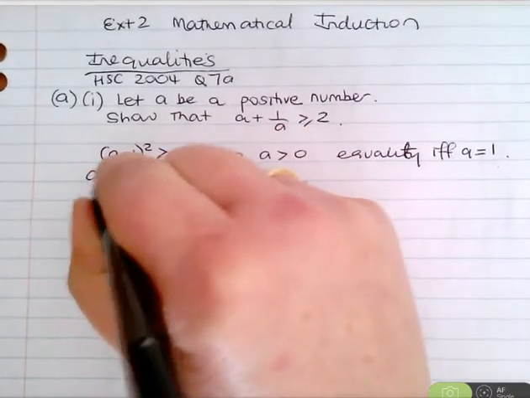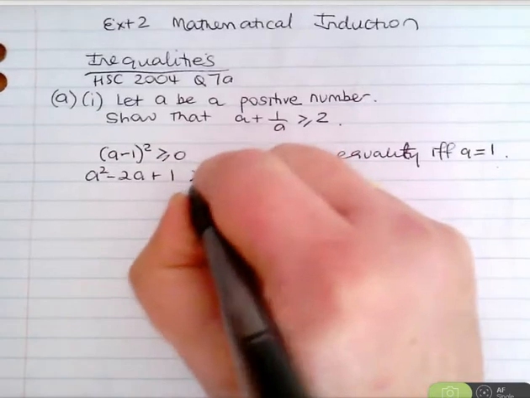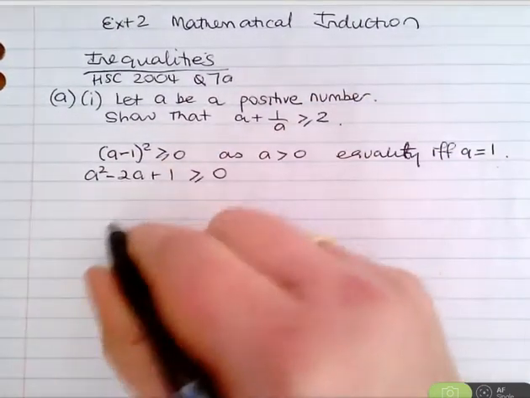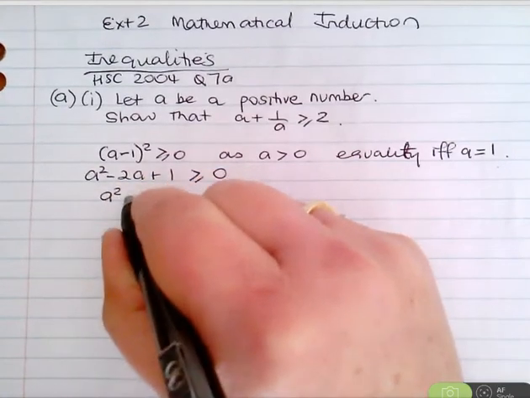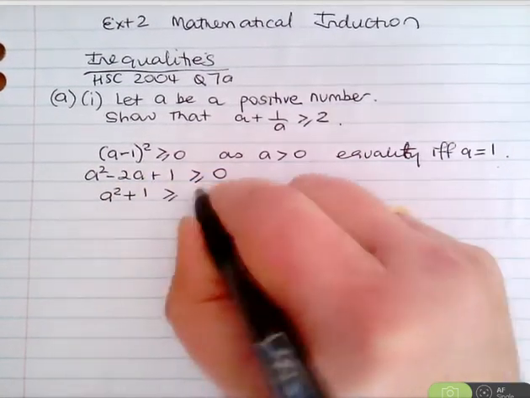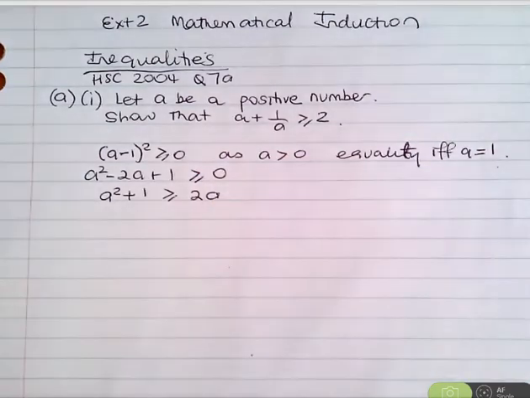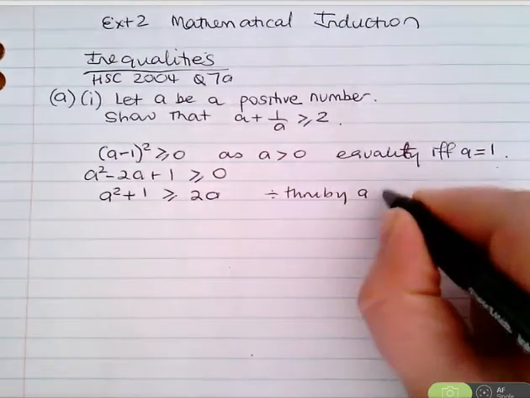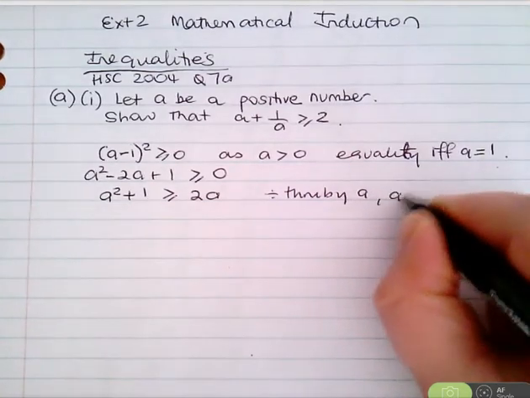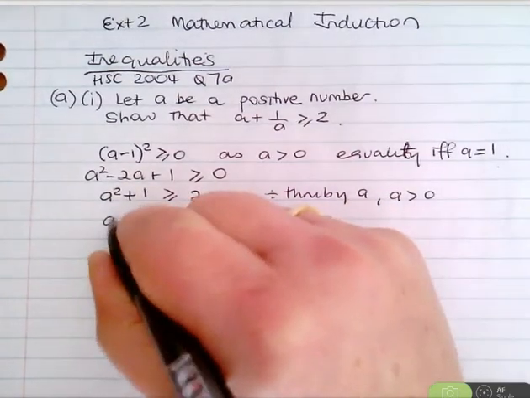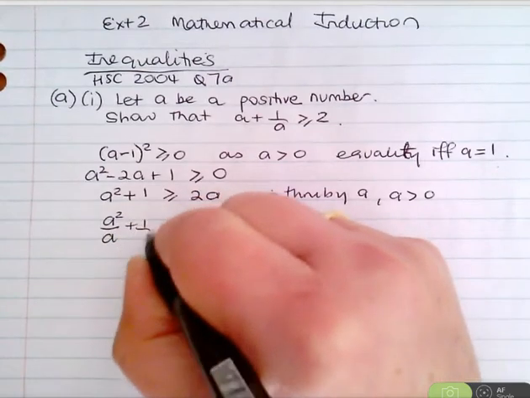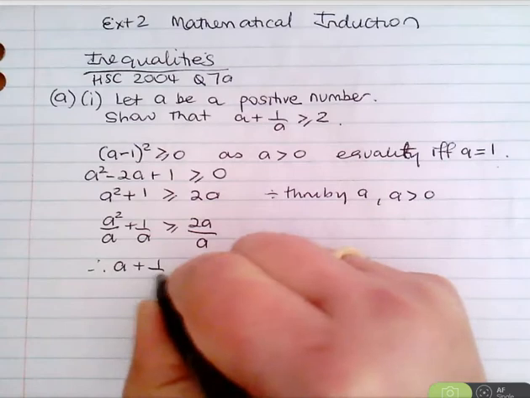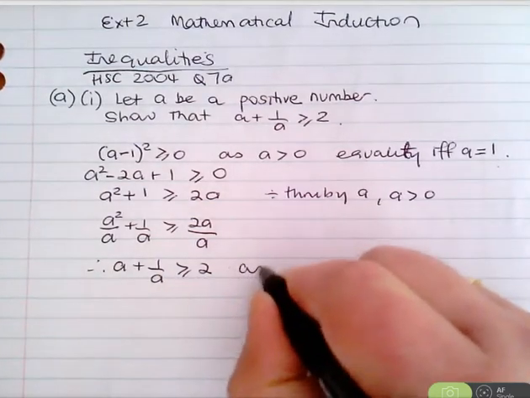So therefore a squared minus 2a plus 1 is greater than or equal to 0. Therefore, a squared plus 1 is greater than or equal to 2a. And now dividing through by a, and remember that a is positive, we get that a squared on a plus 1 on a is greater than or equal to 2a on a. So therefore, a plus 1 on a is greater than or equal to 2 as required.